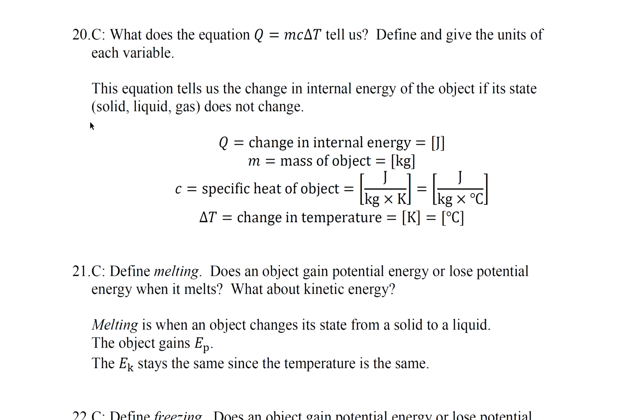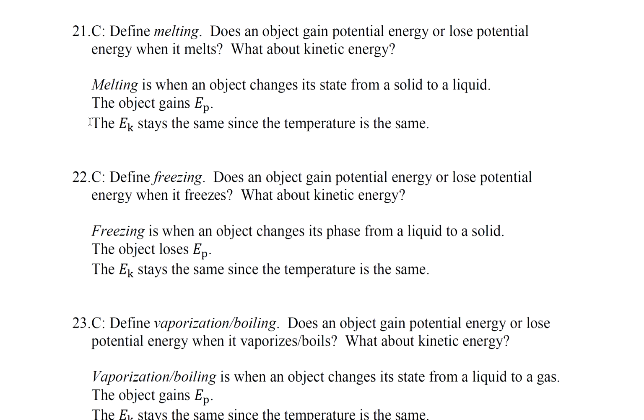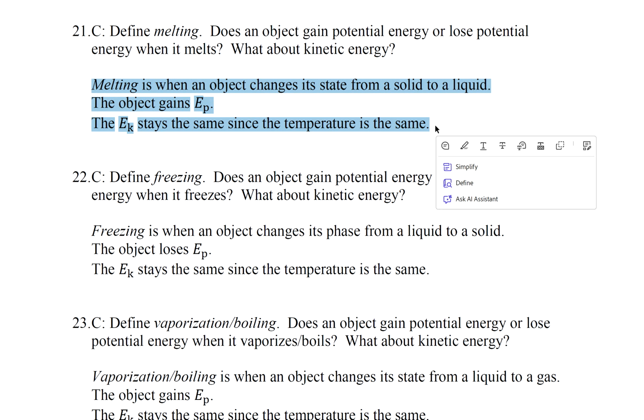Question 21. Define melting. Does an object gain potential energy or lose potential energy when it melts? What about kinetic energy? Melting is when an object changes its state from a solid to a liquid. The object gains potential energy. Kinetic energy stays the same since the temperature is the same.